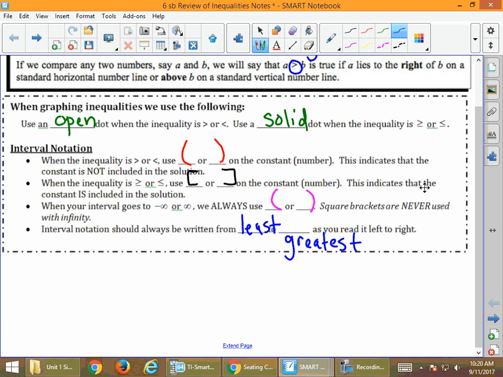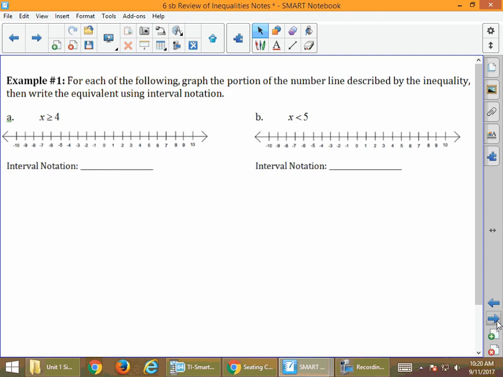And what a primary focus is going to be today is we're going to be graphing on our number line, and then we're going to be writing this in interval notation. So for each of the following, graph the portion of the number line described by the inequality, then write the equivalent using interval notation. Well, the first one is x is greater than or equal to.